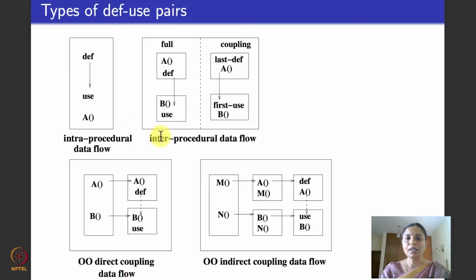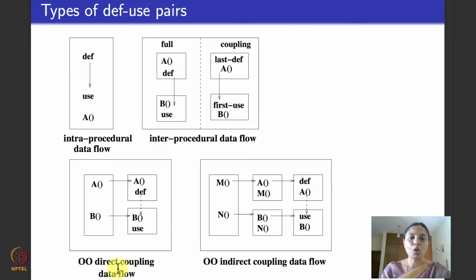The next is inter-procedural data flow, which is from one procedure A to another procedure B. A particular definition happens in A and is used in B. If the definition happens to be the last definition in A and the first use of a particular variable in B, then such a variable is called a coupling variable, and we consider coupling data flow.